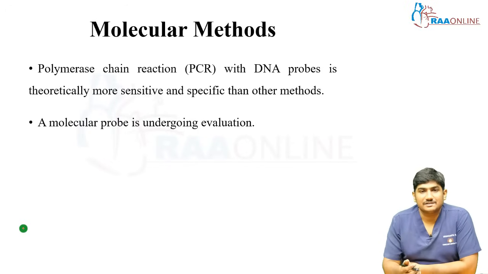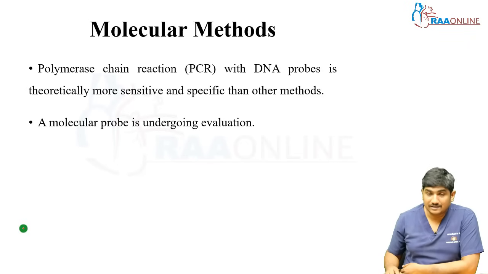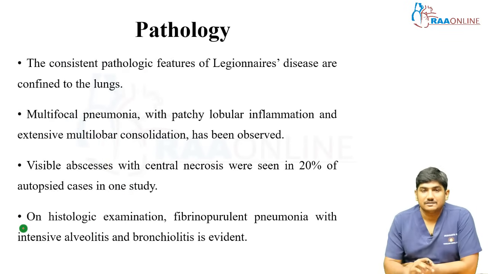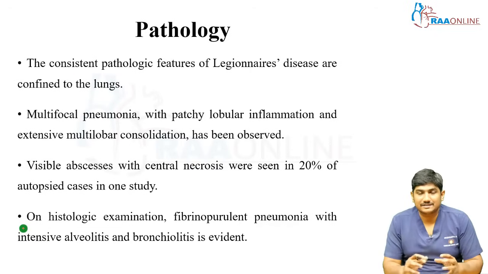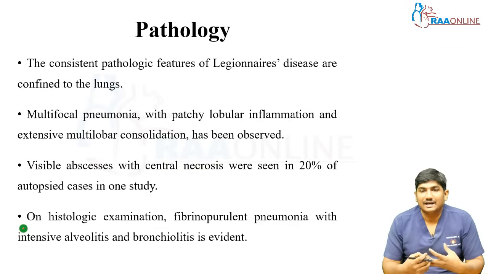There are other molecular methods like PCR with DNA probes, which is theoretically more sensitive and specific, and there are other molecular probes being evaluated that will come to market. So now you know about Legionella disease, that it is in the lungs, has gained access into the body and is creating some atypical presentation of community acquired pneumonia. Okay, and you have hospital acquired pneumonia because of Legionella as well, and you know how it occurs.